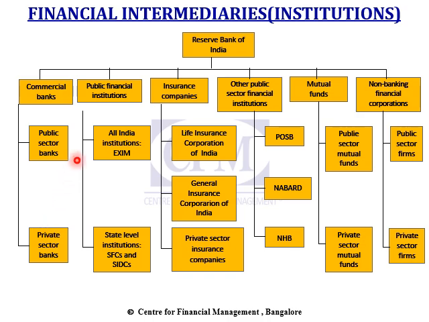Public financial institutions can be divided into two broad categories: All India institutions such as Exim Bank and Power Finance Corporation, and state level institutions such as state financial corporations and state industrial development corporations. The insurance sector may be divided into three broad categories.